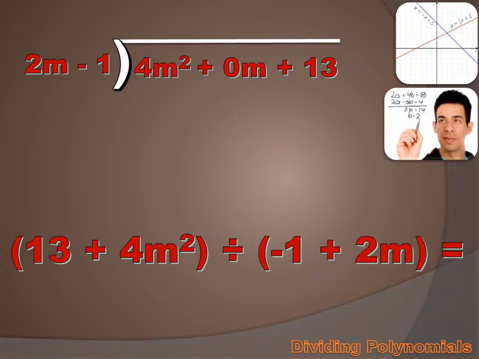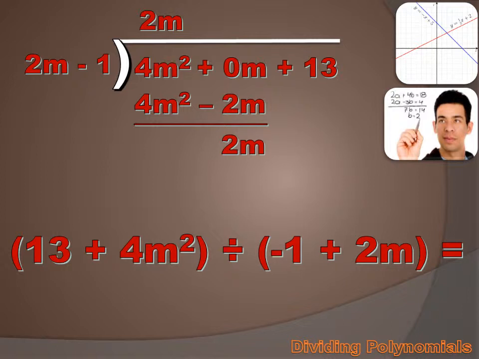Well, now it's just time to do some division. My 2m minus 1 would go into my 4m squared plus 0m 2m times. I'm going to multiply 2m times 2m minus 1, and I'll get 4m squared minus 2m. Now, when I do that subtraction, I'm going to get positive 2m. I'm subtracting negative 2m from 0. That's going to mean I get a positive 2m.